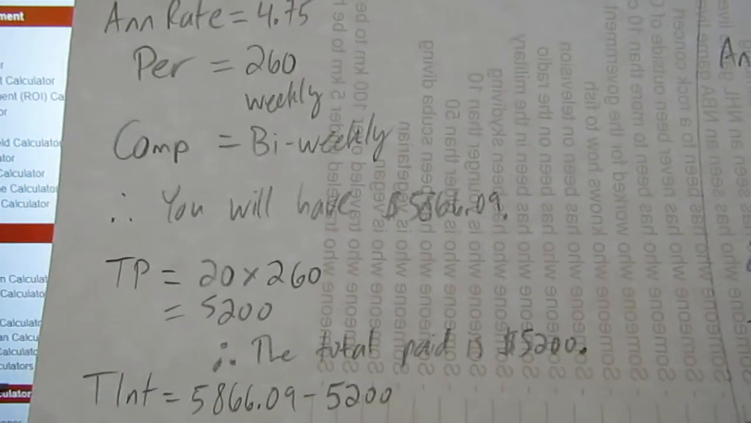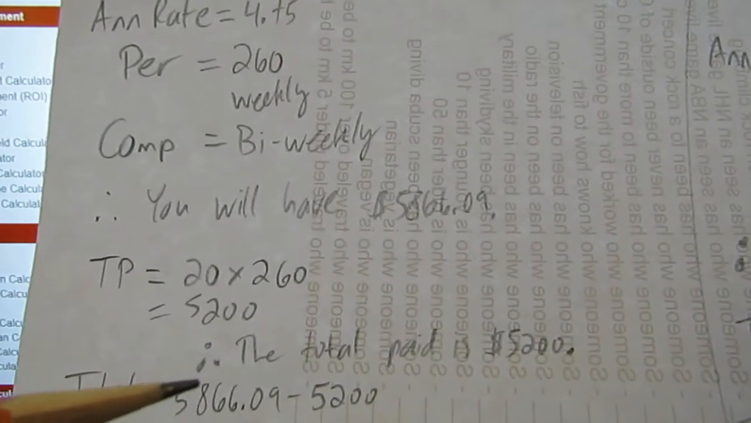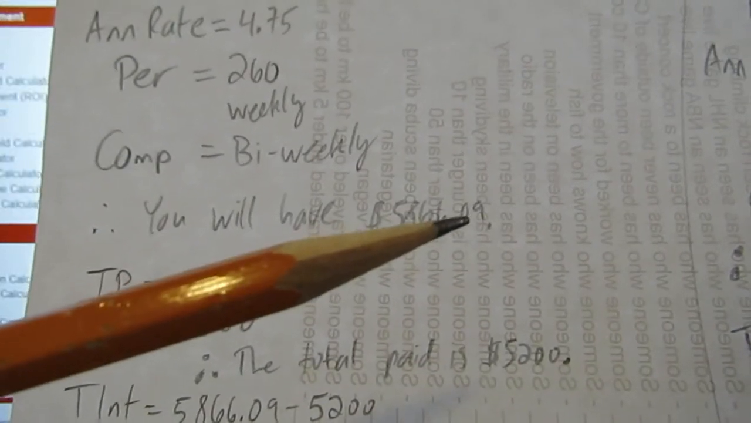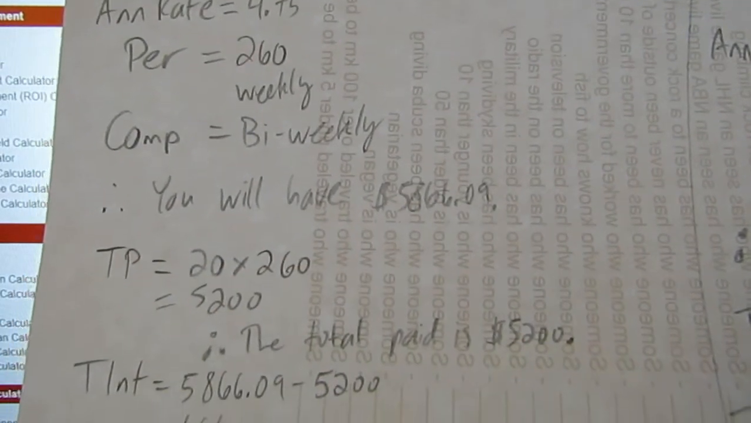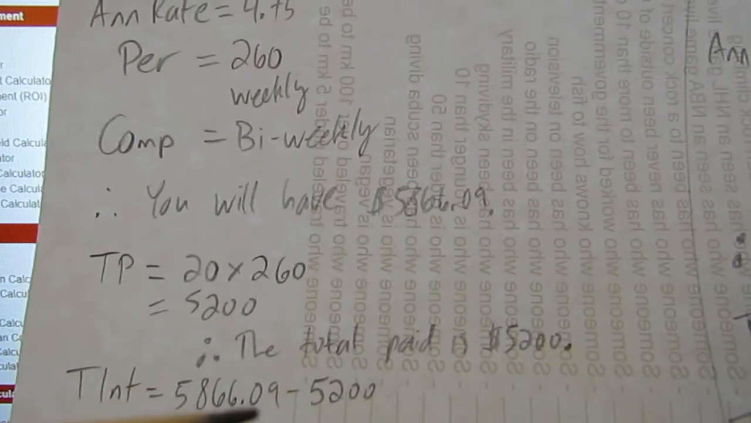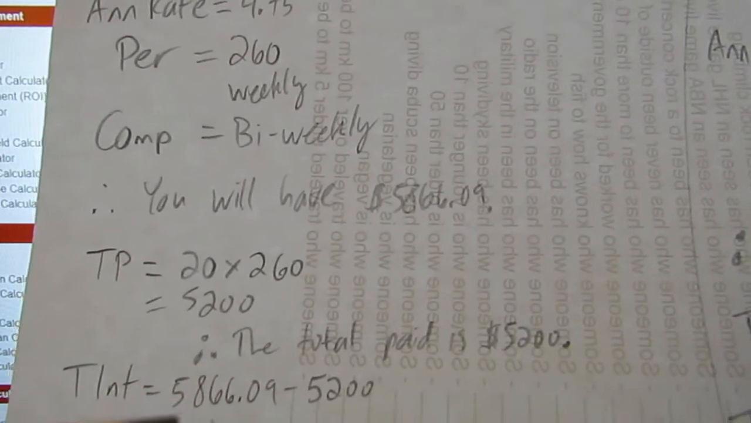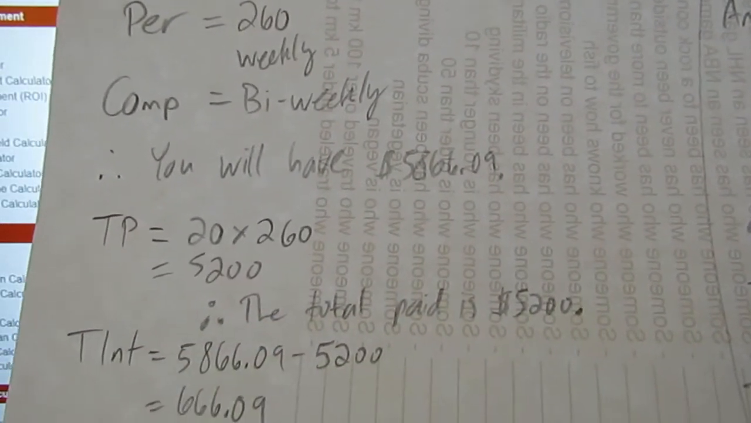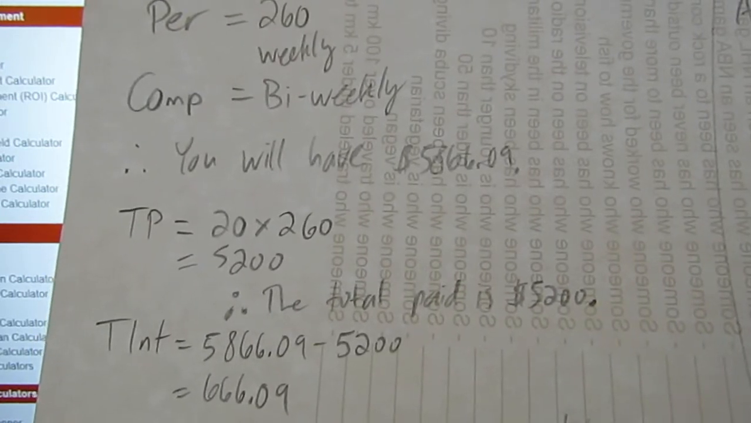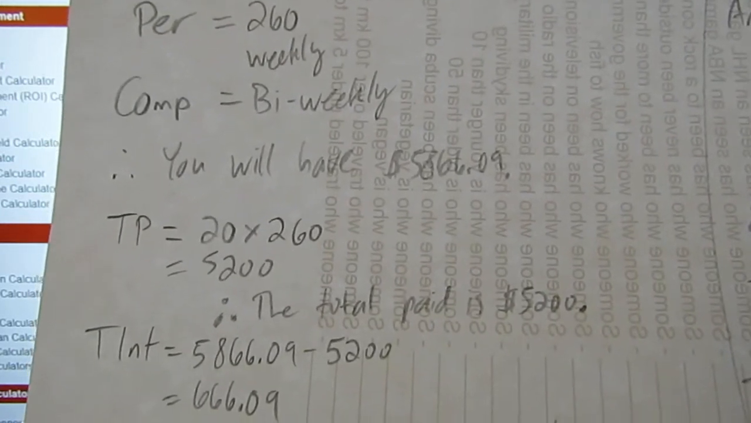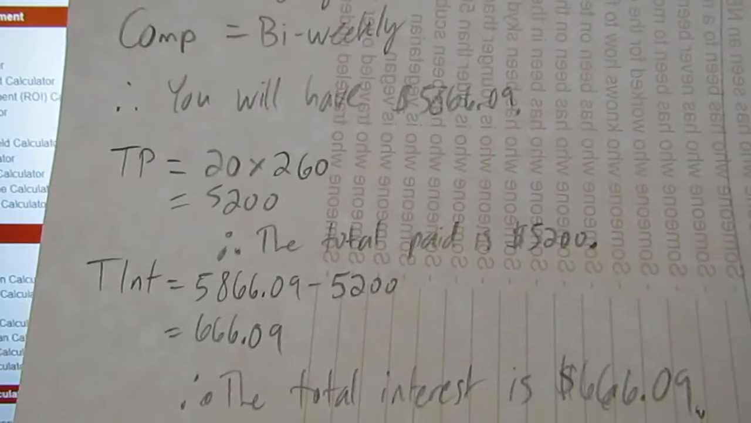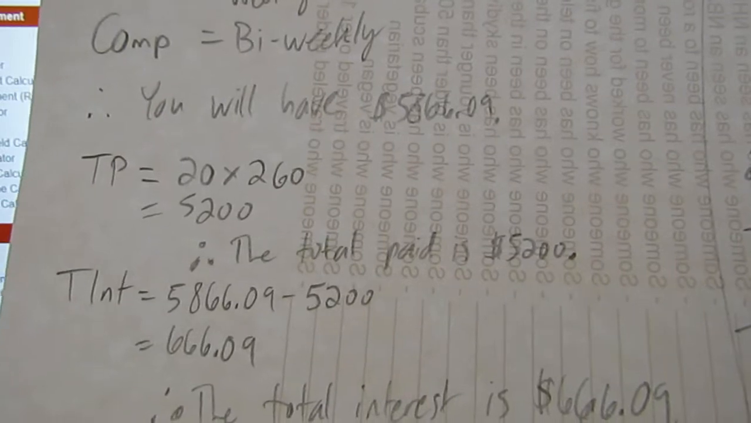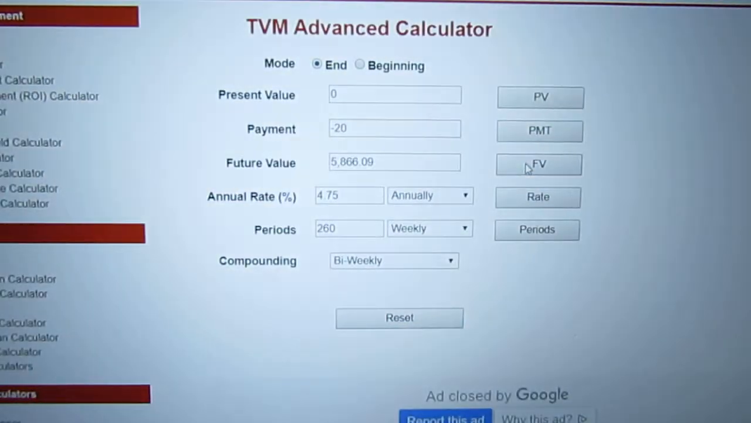But different than present value, when you're solving for future value, you end up with more money. So when we're calculating the total interest, you take the amount you ended up with, $5,866.09, and you subtract the smaller amount. This time you paid less than you earned, right? Because you saved up the money. It's earning interest. So what you end up with minus what you paid, in this case, gives you $666.09. Don't be freaked out by the number, it's fine. Therefore statement, your total interest you earned is $666.09.